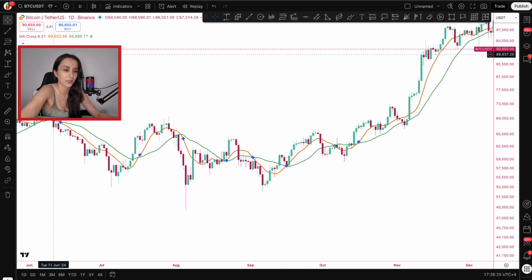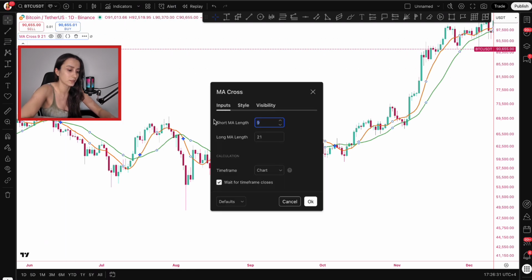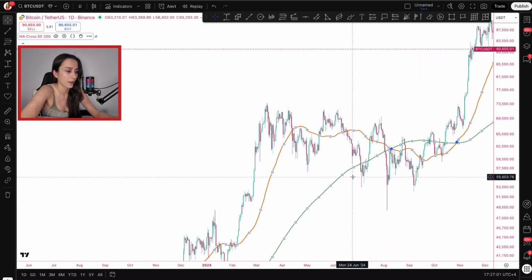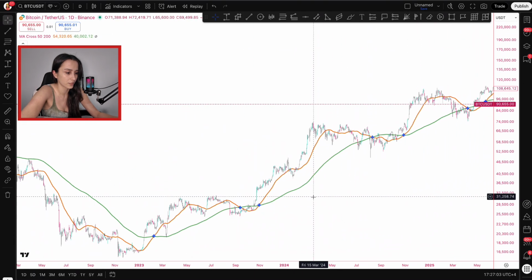But if you are looking for a high time frame, I can suggest you make it 50 days and long MA 200 days. As you can see, the line shape has changed. That means short MA is showing me 50 candlesticks average value, and long MA is giving me 200 candlestick average value. 200 days because it's one day time frame. So let me say okay, yeah. And yes, as you can see, it's changed.